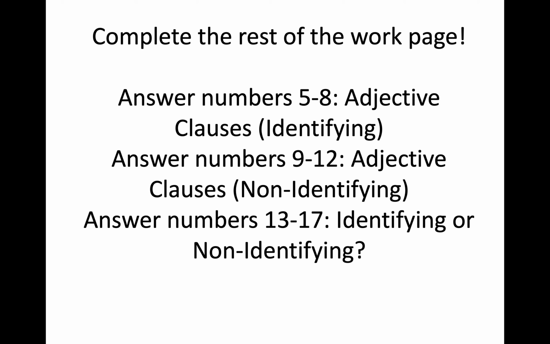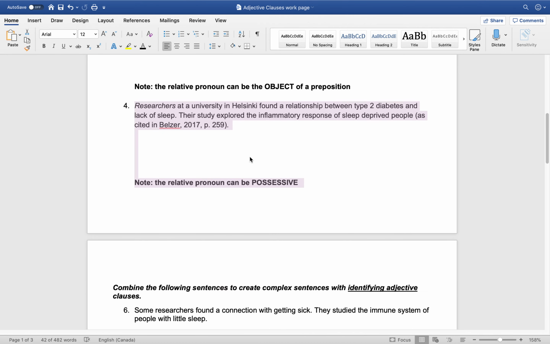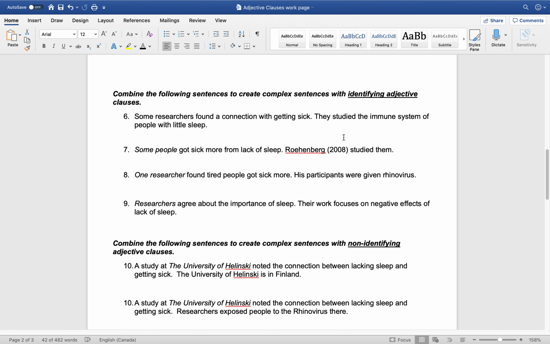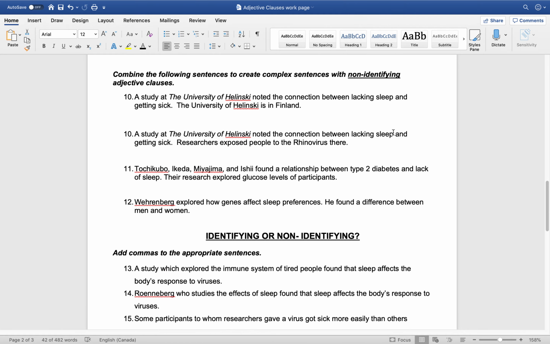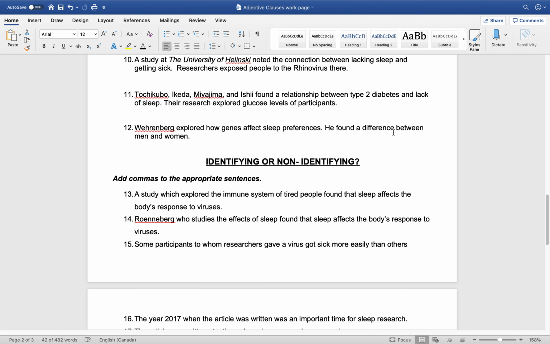Okay, you can complete the rest of your work page now. We've got a section for identifying adjective clauses, a section for non-identifying adjective clauses, and a section where you can determine which. When I talk about the work page, I mean this work page here, the adjective clause work page. And we're looking at the second page in the adjective clause work page. If you see a citation, don't forget to use it. You can check your answers when you're done.